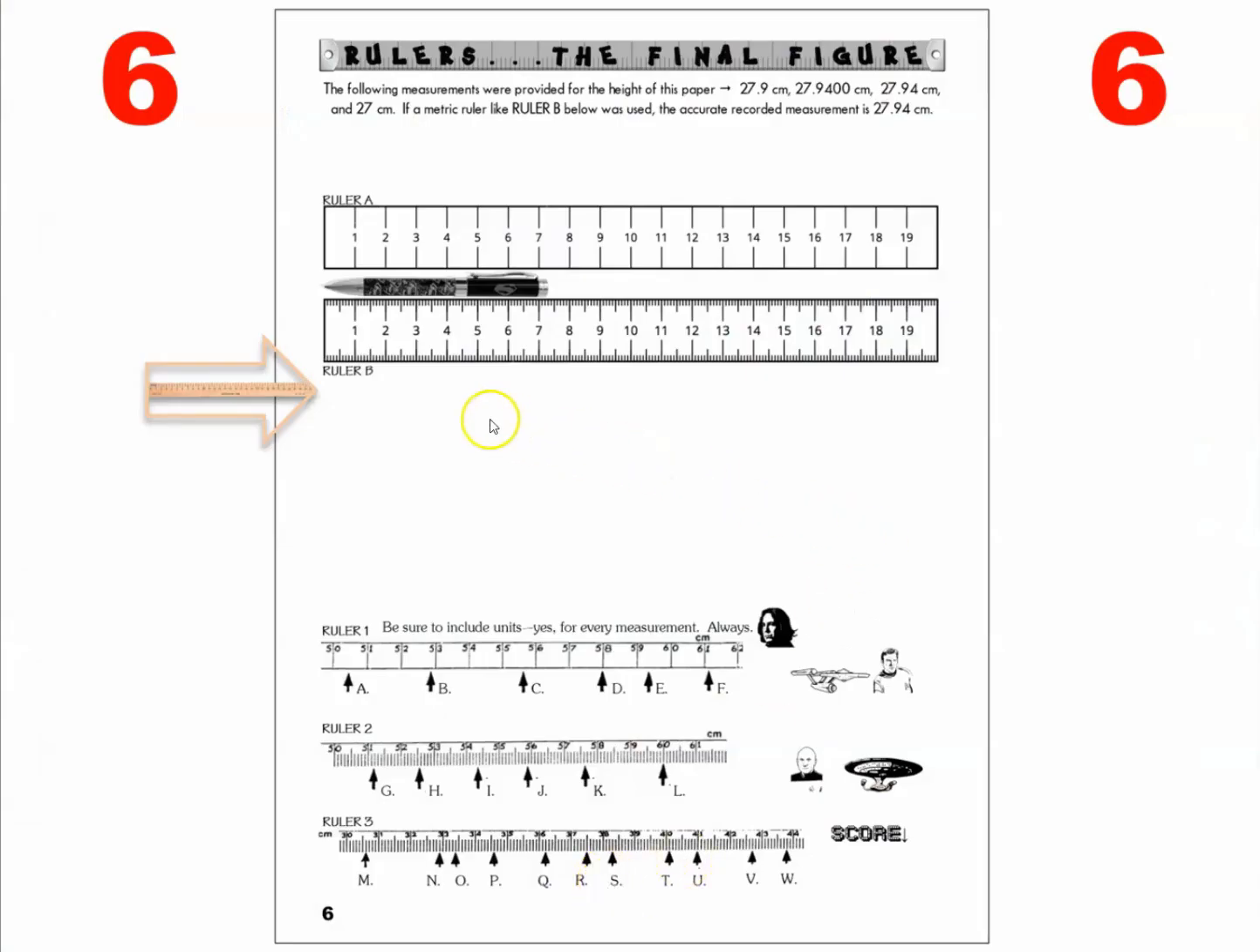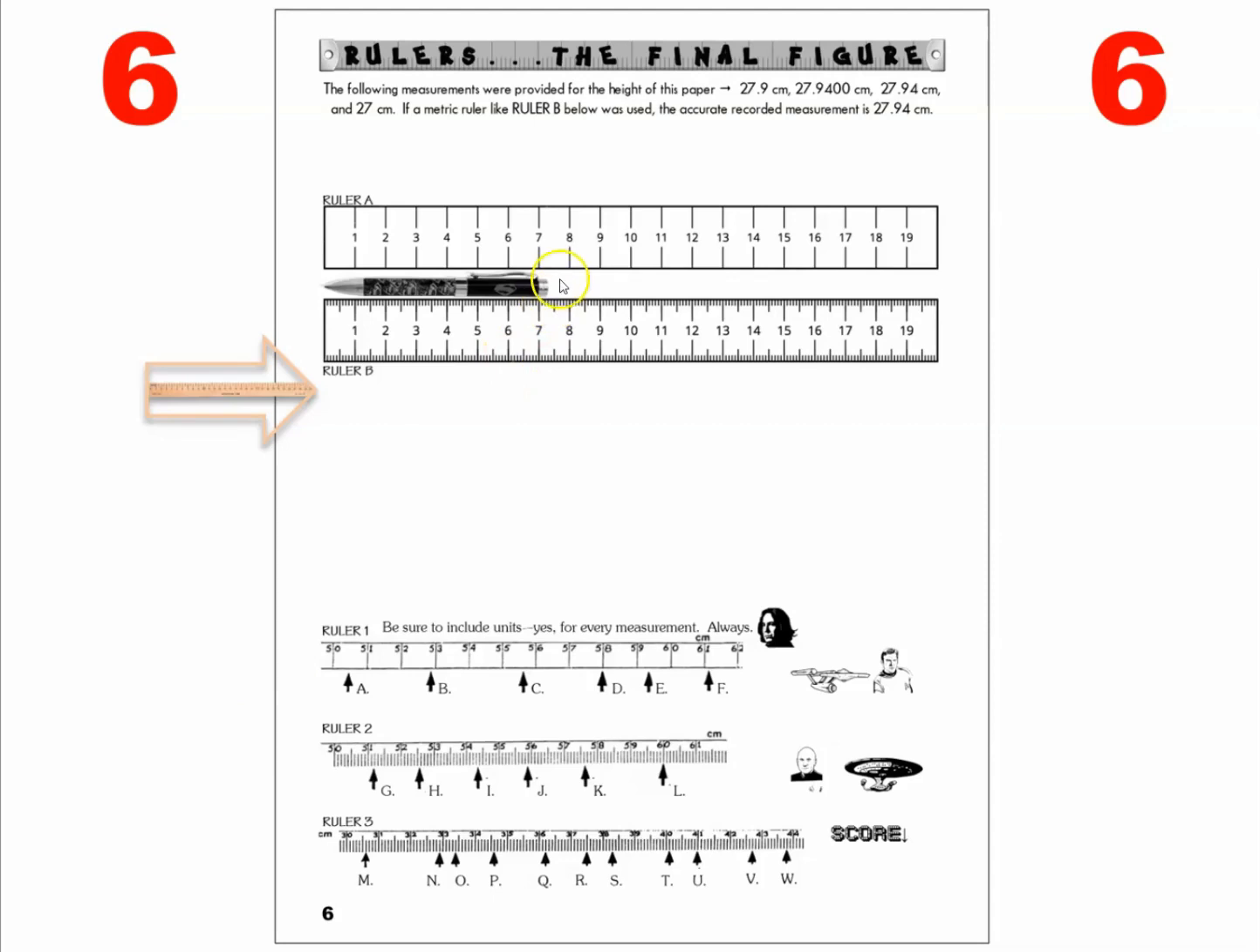What I'd like you to do now is to spend some time pulling together your thoughts about rulers, the final figure, and why, if a metric ruler like ruler B was used below, the accurate recorded measurement is 27.94 centimeters, no more and no less decimal places. Pause the video, give yourself time to gather your thoughts and put them into your notebooks.